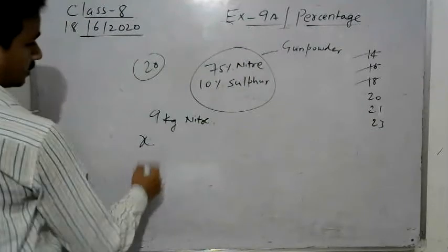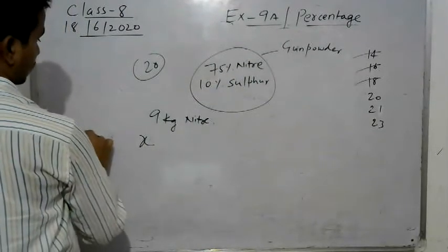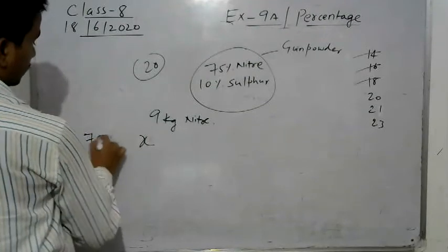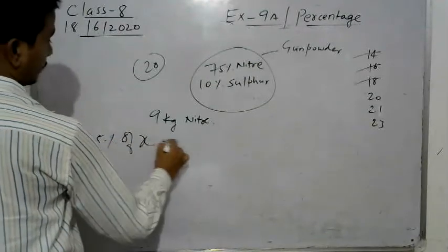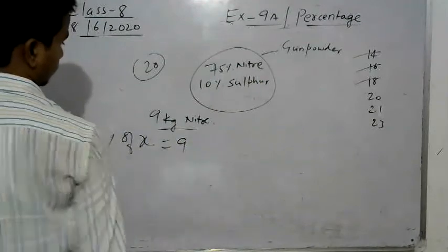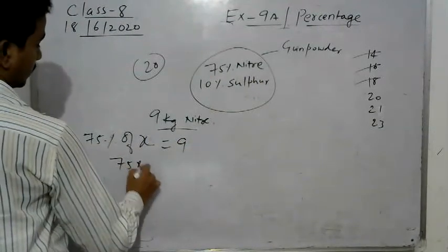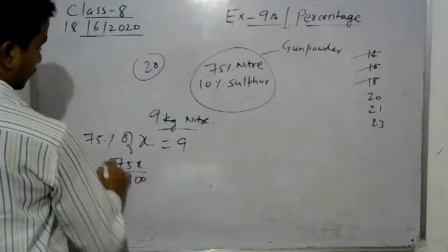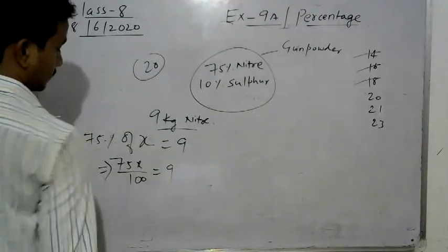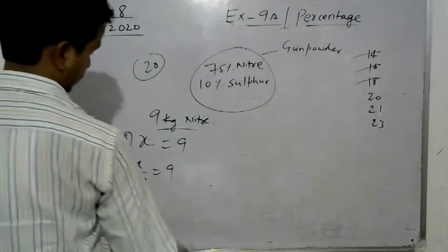This is part A, X. Then how much percent is niter? 75%. So 75% of X will be niter. So what is the amount? Is 9 kg. Okay. Now you can solve it. 75x by 100 equal 9. And you can solve it, multiply it, and you will get the answer.